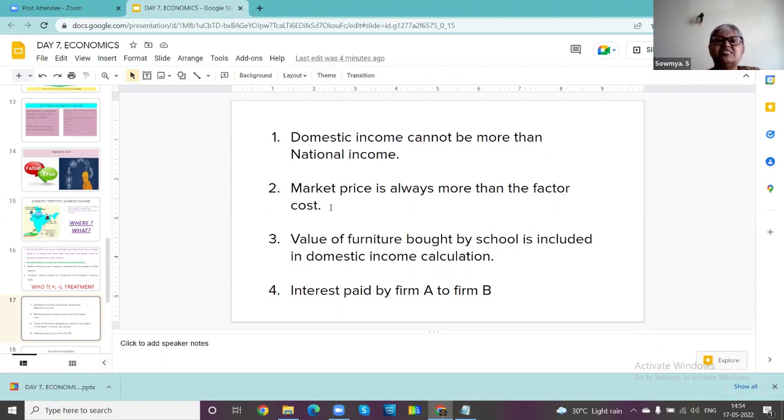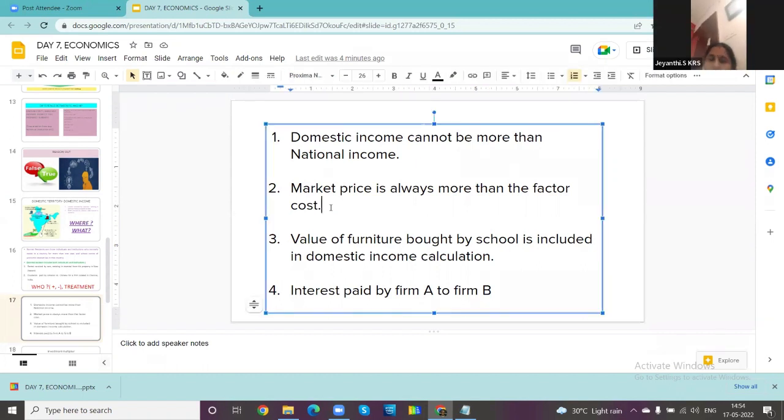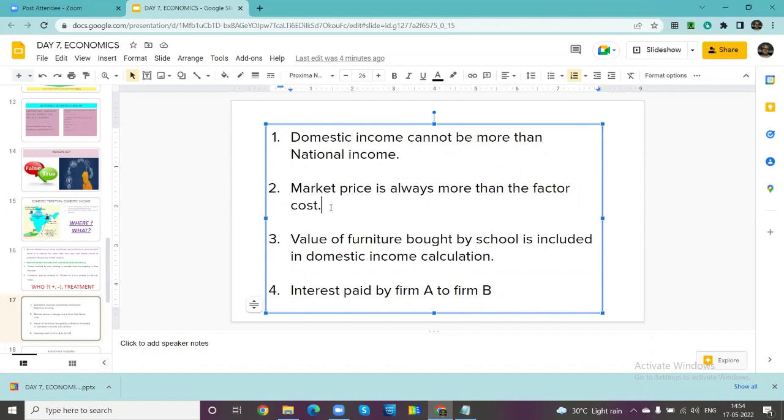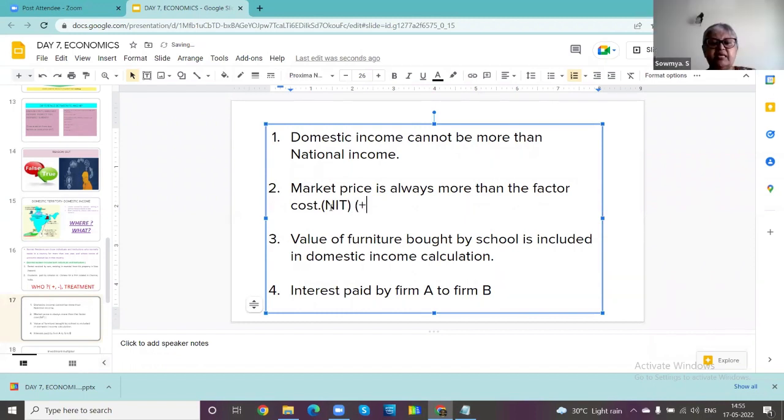The second one I think I've just covered. Market price is always more than the factor cost. Is it true or false? We just saw, no, not always. It depends upon the value of the NIT. They'll have to immediately know the NIT. There is very much a possibility of NIT being positive or negative or zero. So depending upon that, it changes.